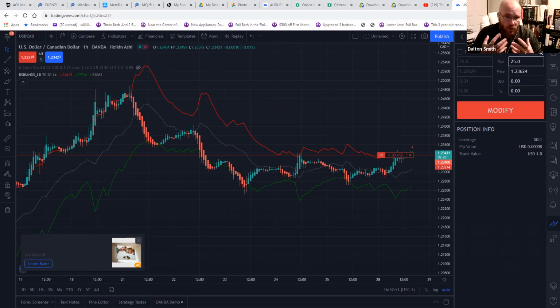So if you want to be 10 pips above or 15 pips above, 25 pips above, this is where you would set that stop loss. Same thing with the take profit. You can set your take profit right here.